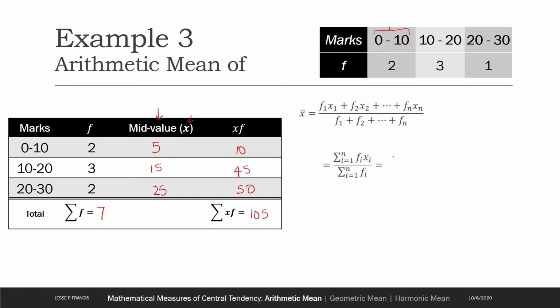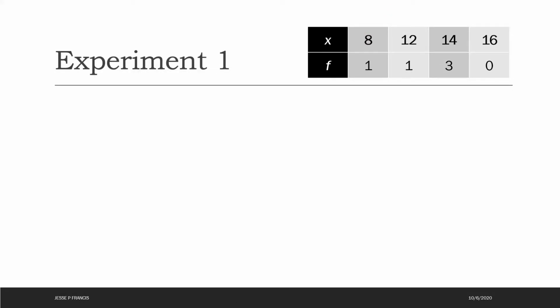So applying it in the formula, you have 105 divided by 7. That is equal to 15. So in case of class intervals, find the mid value and then use that as your x to find the arithmetic mean. But there is some trouble. The first trouble is, here it is from 0 to 10. What if it is all the numbers less than 10 instead of 0 to 10? You cannot find the mid value. So in that case, we won't be able to find the arithmetic mean.